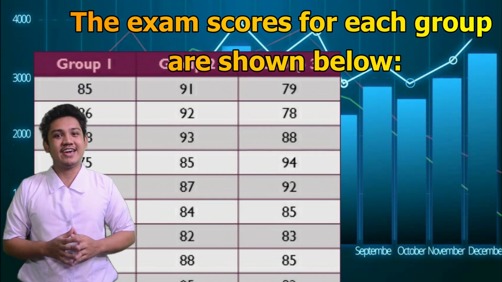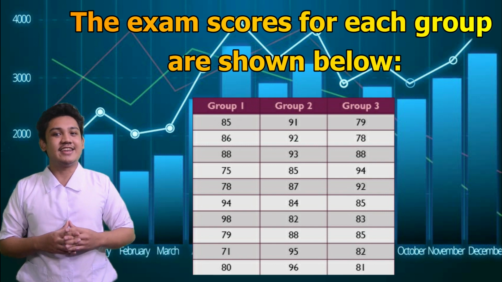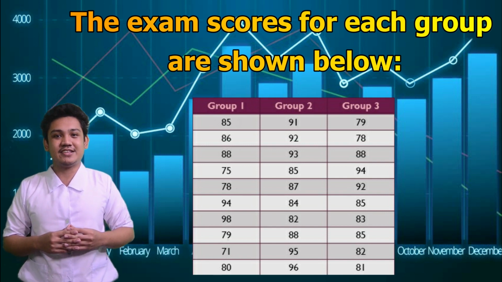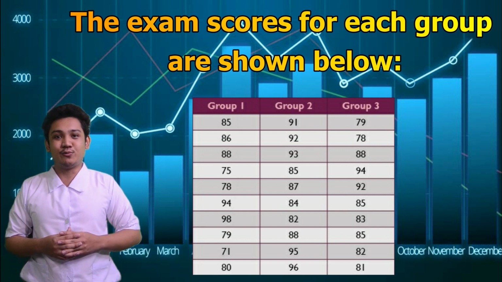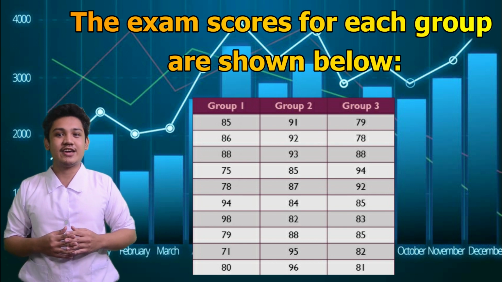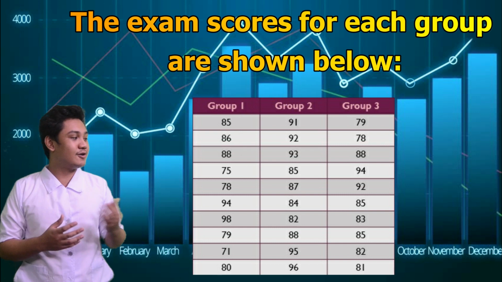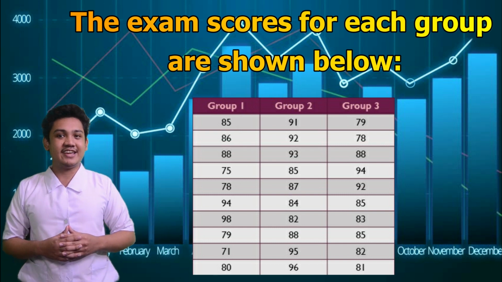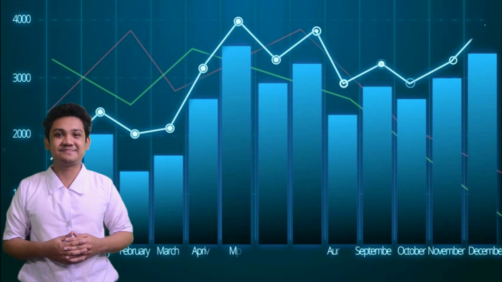For Group 1, 85, 86, 88, 75, 78, 94, 98, 79, 71, and 80. For Group 2, 91, 92, 93, 85, 87, 84, 82, 88, 95, and 96. And for Group 3, 79, 78, 88, 94, 92, 85, 83, 85, 82, and 81.